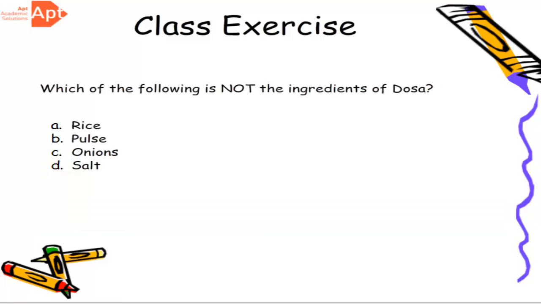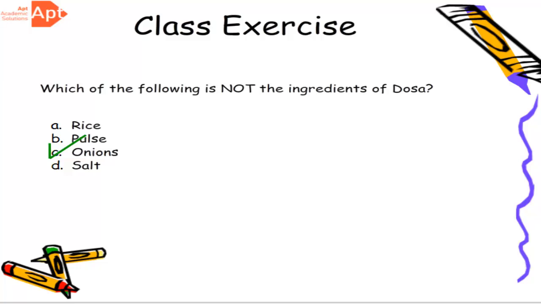Okay, so I hope you understand what exactly ingredients are, something that goes into preparing that dish. Now one more question here for us. Which of the following is not the ingredient for dosa? We have rice, we have pulse, we have onions, and we have salt here. Dosa, the batter of dosa is prepared with rice and pulse, a little salt to it, and some water. But there is no onion in it.